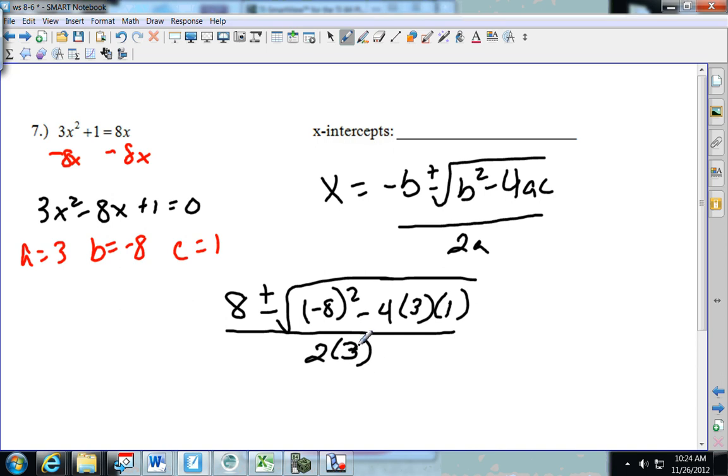Now that I have it set up in there, go ahead and take a minute and finish this out and find this root. And then find your answer to number 8, which is all that is on this worksheet.